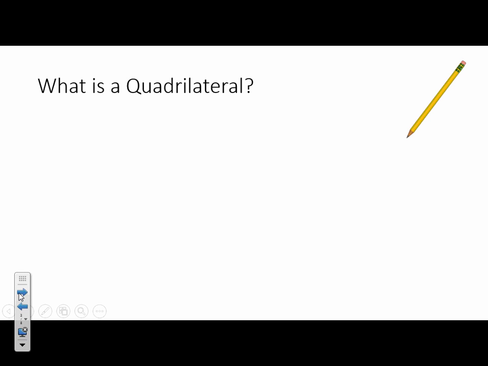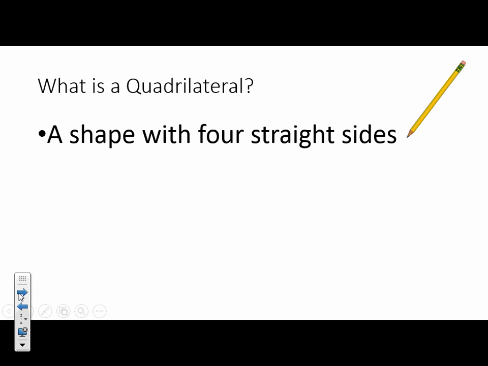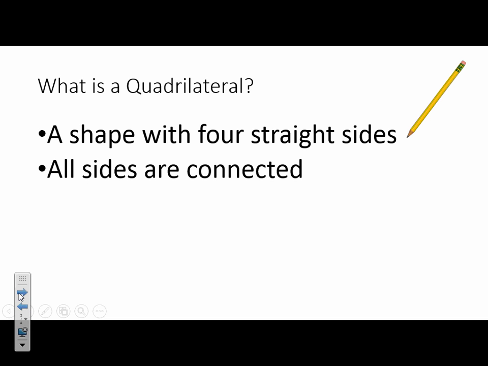So let's first start with a definition that's in your notes. This needs to get written down. When we talk about quadrilaterals, because that's what this whole unit is about, what are we talking about? What does that word mean? Basically, a quadrilateral is a shape that has four straight sides, and all the sides are connected. So we're talking about four-sided shapes.